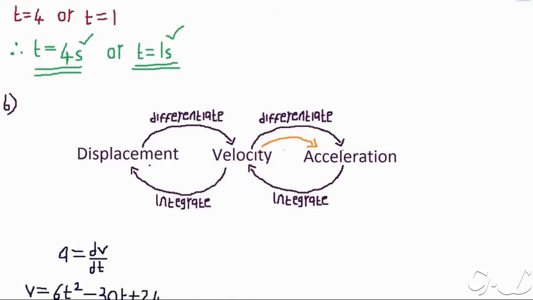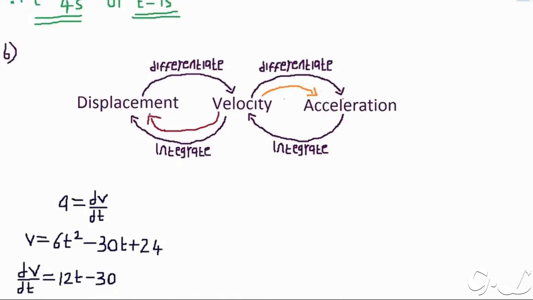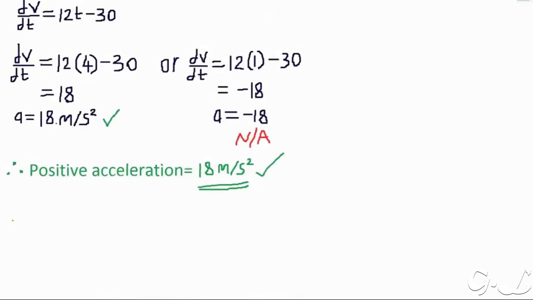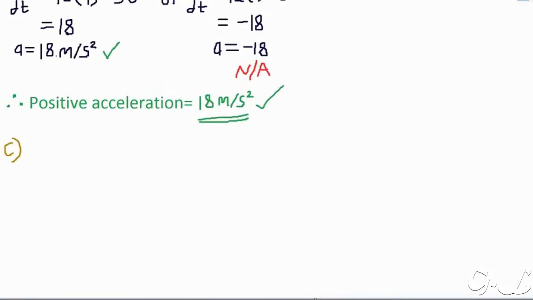Let's now go to C. C requires us to find the distance. So when we are taking the equation from velocity to distance, we have to integrate the equation. So let's try to integrate.